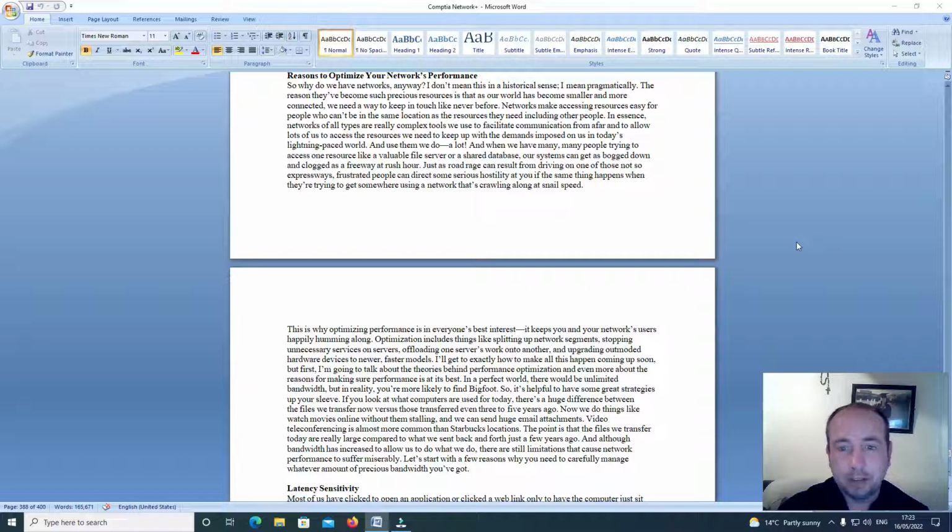Networks make accessing resources easy for people who can't be in the same location as the resources they need, including other people.